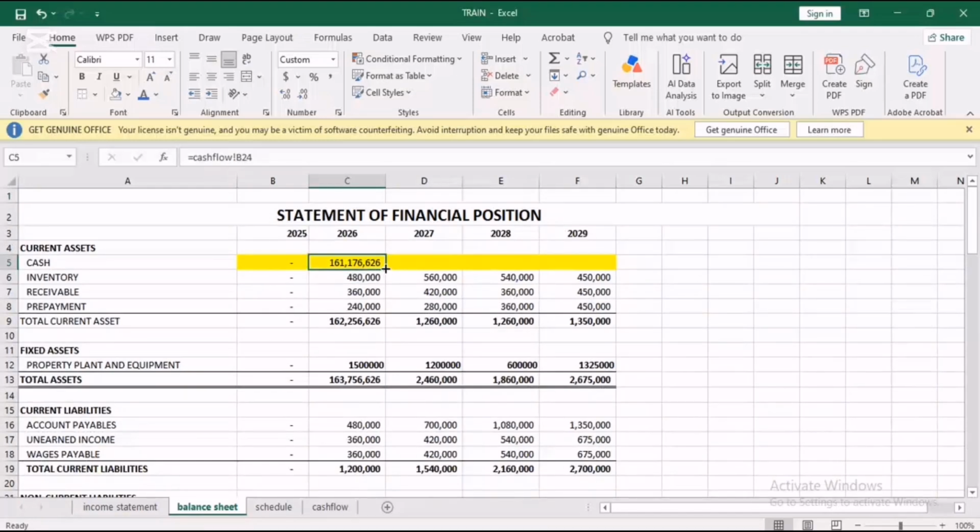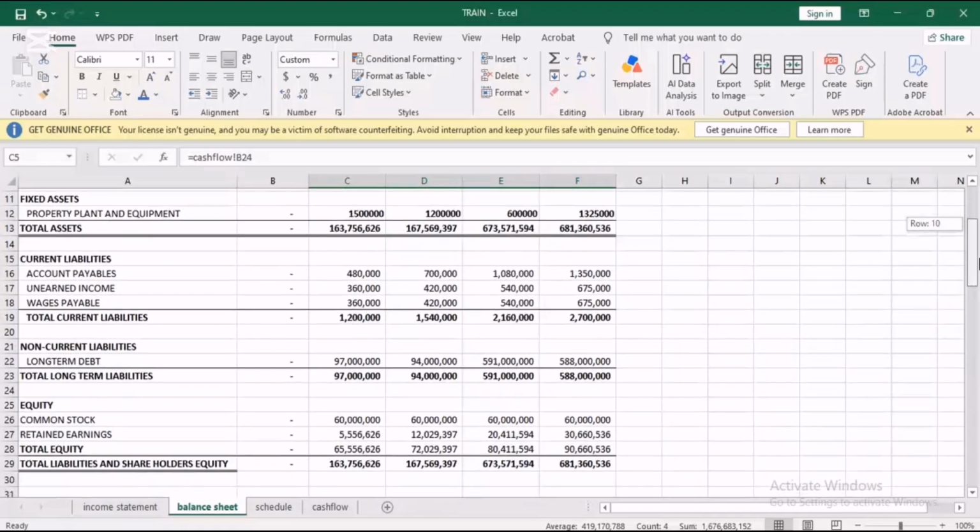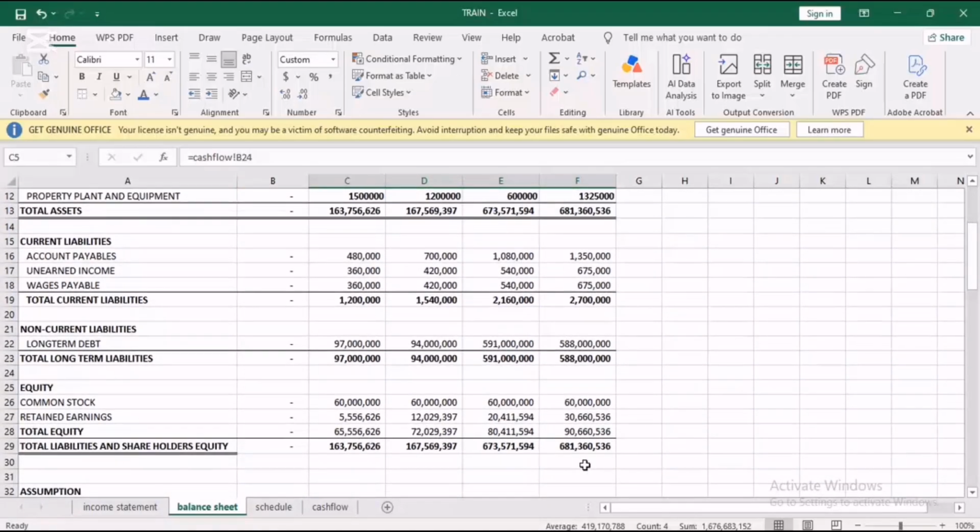Now let's move way forward. Let's see how it appears in other years. Right away, we have total assets here, and we have an equivalent right away. So everything went up, right?